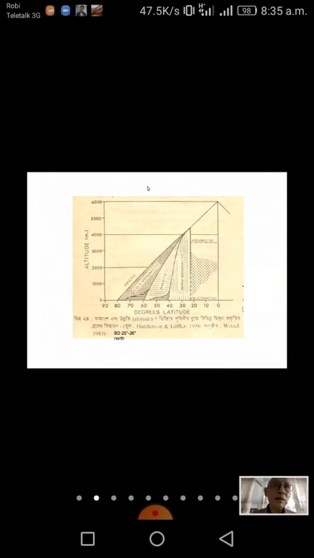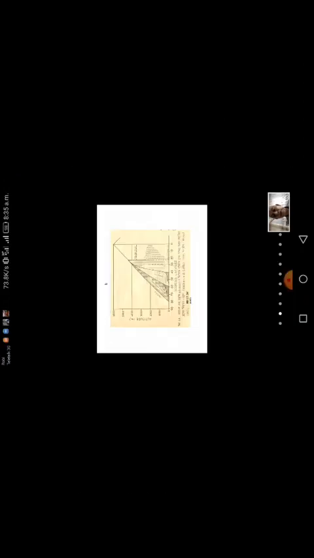The main thing is that we have been discussing about the physical factors. Physical factors, and you all know that physical factors are the weight.